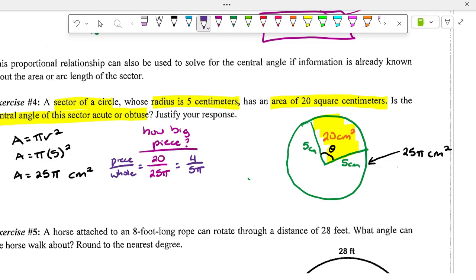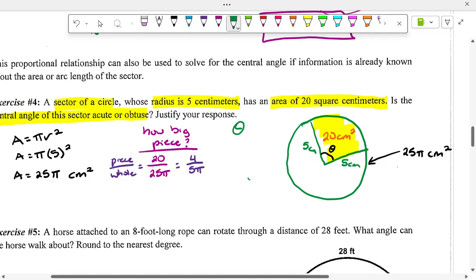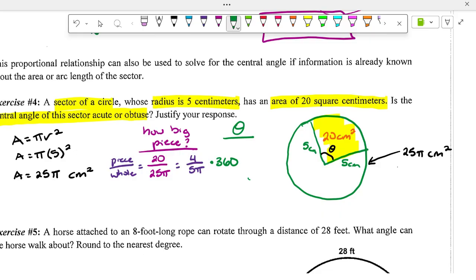So in other words, since we got how much of the circle this is, we just have to figure out how much of 360 that is. So to find the angle, we're going to take 4 over 5 pi and times it by 360. When you put this in your calculator, make sure you put 5 pi in parentheses. So do 4 divided by 5 pi first, and then times it by 360, and tell me what you get approximately.